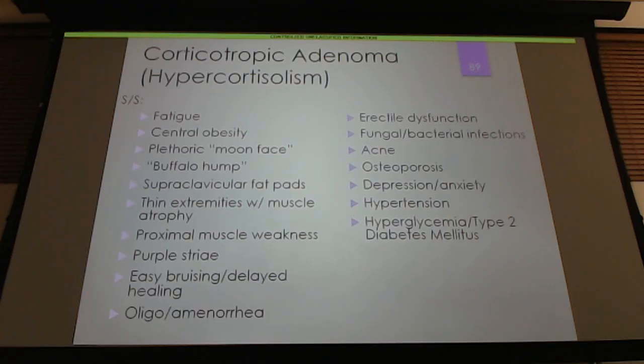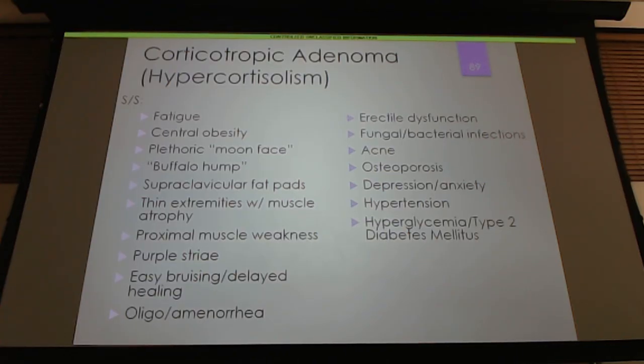Supraclavicular fat pad and a buffalo hump. What's a buffalo hump? Yeah, exactly. So the dorsocervical fat pad, for sure. Thin extremities with muscle atrophy and proximal muscle weakness. Is the patient going to come and say, hey, yeah, I have proximal muscle weakness, I think I have Cushing? No. What will they come in and say?